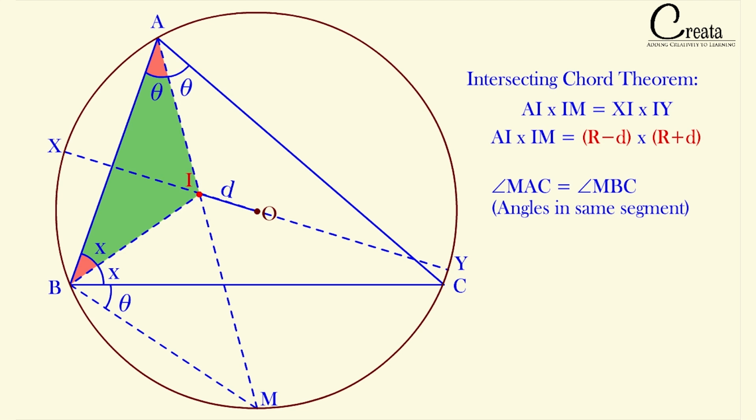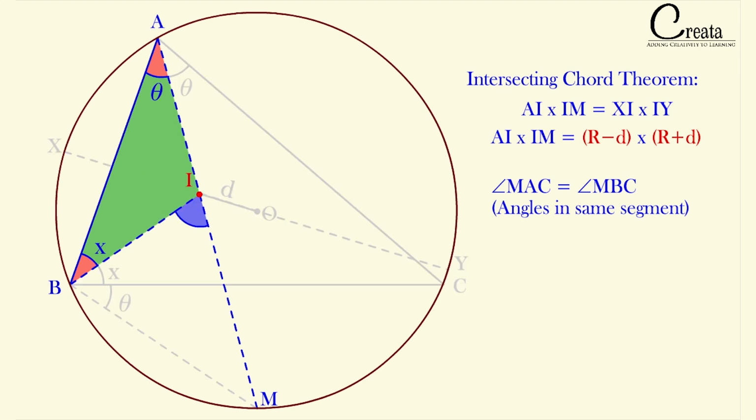Further, if you observe the triangle AIB, here this angle is angle theta and this angle is angle X. So can we say this angle is the exterior angle for this triangle? And we know the exterior angle of a triangle is equal to the sum of the two opposite interior angles. Means this angle will be equal to theta plus X. Got it? We have applied the exterior angle property of the triangle.